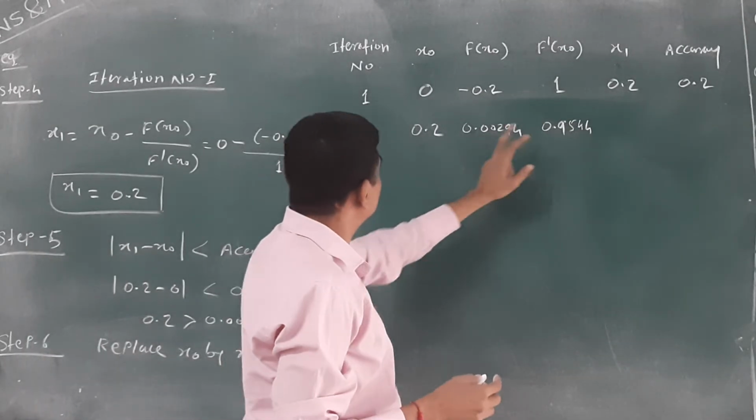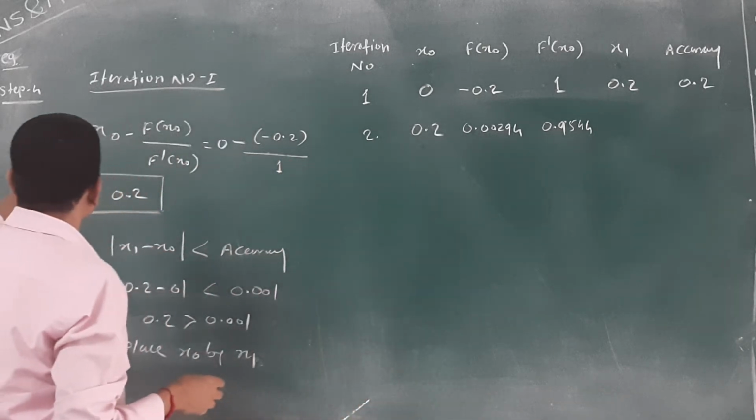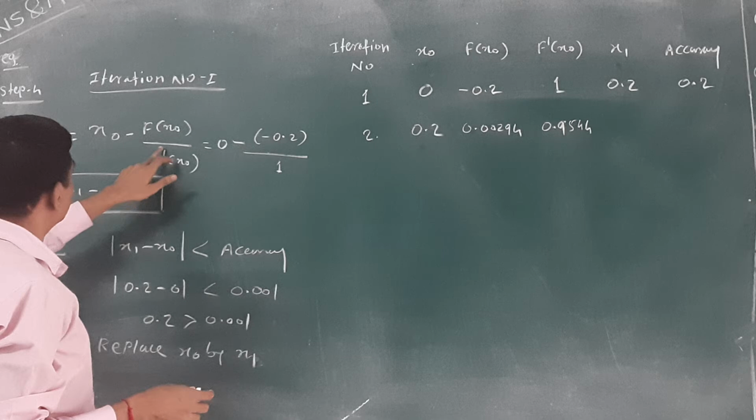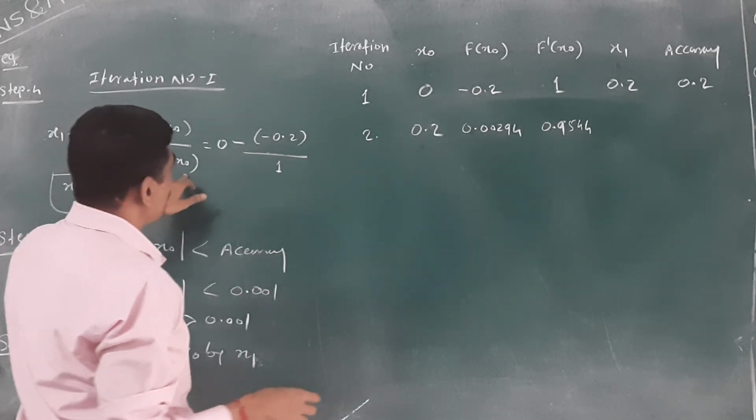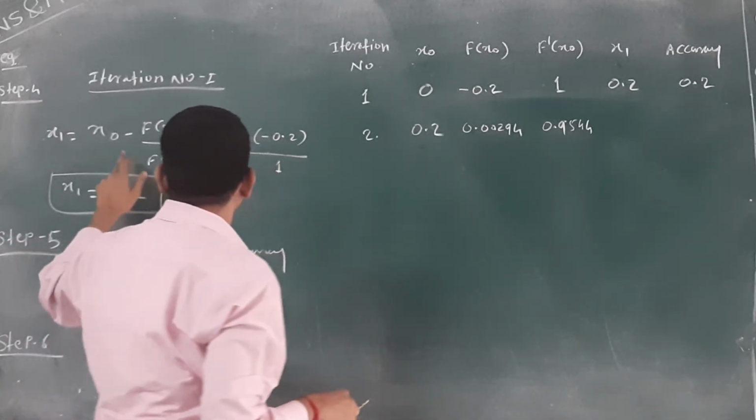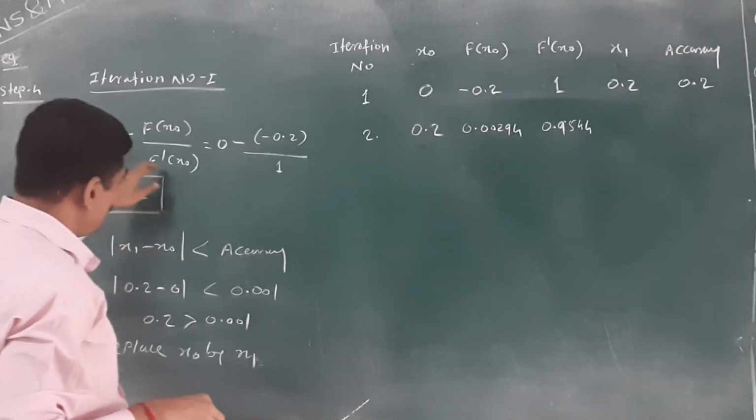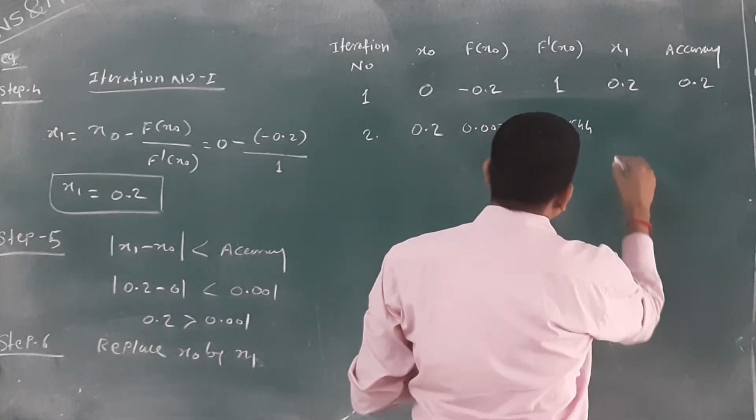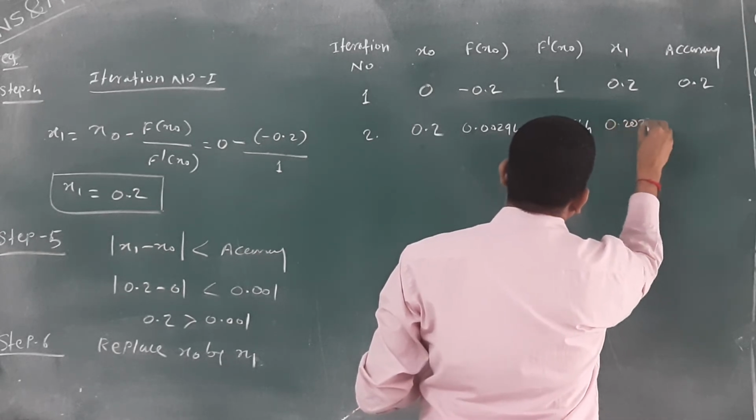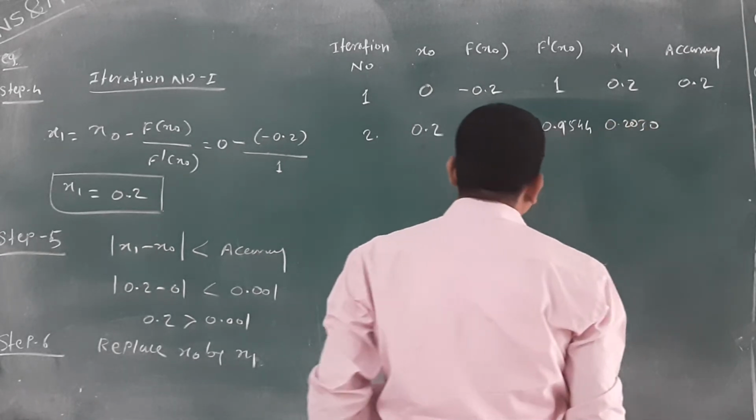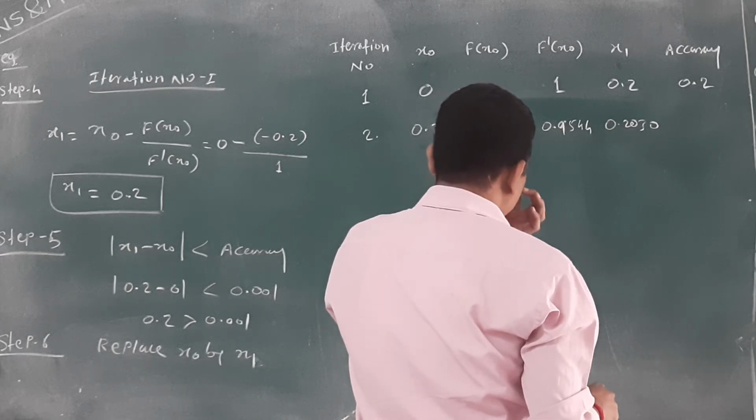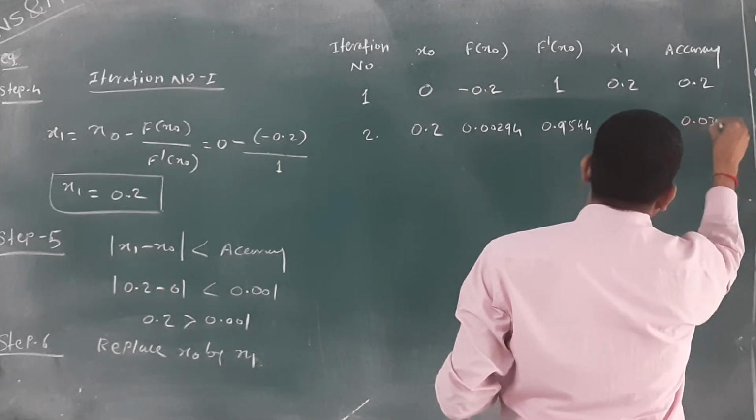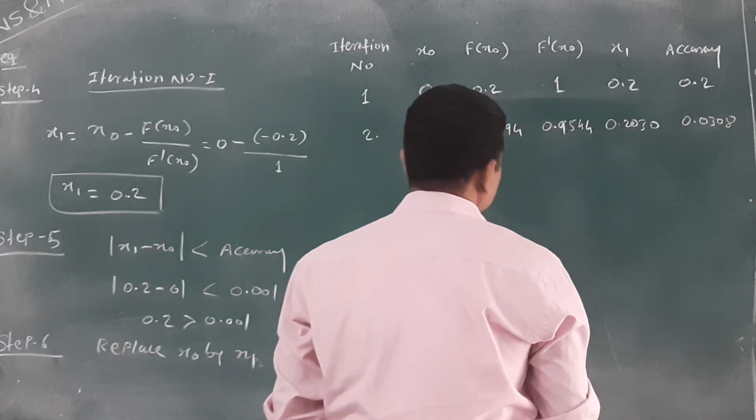Once you have got these values, you use the formula: x2 is equal to x1 minus f of x1 divided by f dash of x1. If you put these 3 values in that equation, you will get the next value, 0.2030. And what is the accuracy? 0.0308 is there.